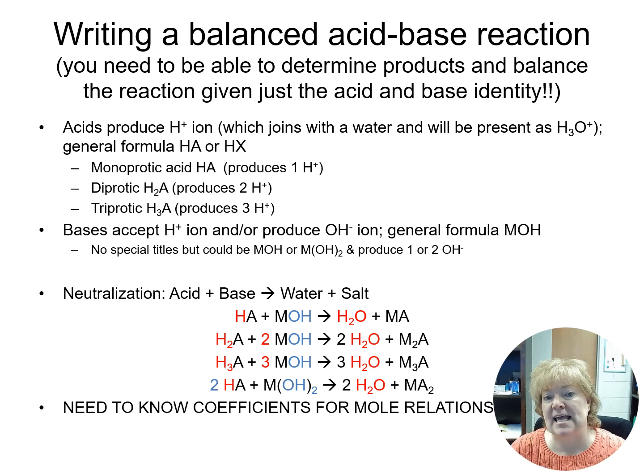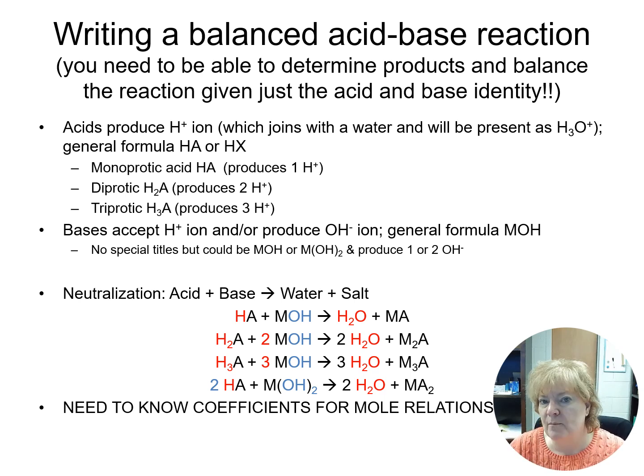An acid is any substance that produces an H+ ion. Technically, that H+ ion sticks to water and becomes hydronium ion, H3O+. But the generic formula for an acid is HA or HX. In other words, hydrogen with something else. And that's going to break apart and make H+.